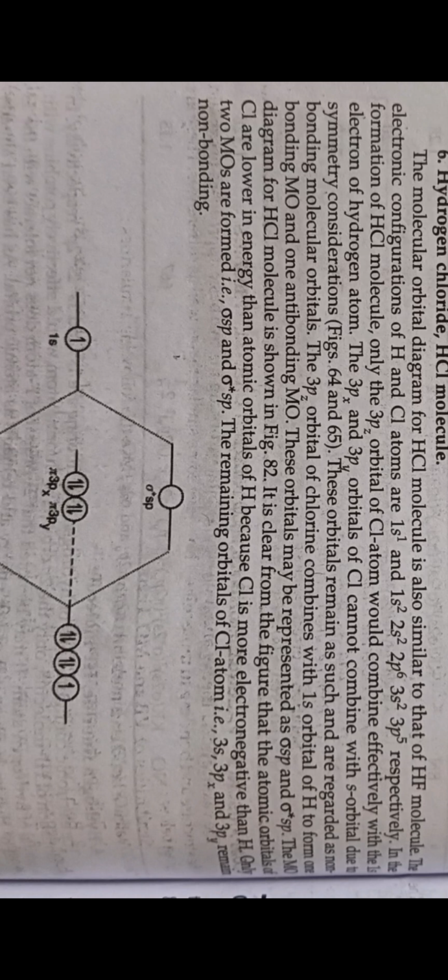In the formation of the HCl molecule, only the 3pz orbital of Cl would combine effectively with the 1s electron of the hydrogen atom. The 3px and 3py orbitals of Cl cannot combine with the s orbital due to symmetry considerations. These orbitals remain as such and are regarded as non-bonding molecular orbitals. The 3pz orbital of chlorine combines with the 1s orbital of hydrogen to form one bonding molecular orbital and one anti-bonding molecular orbital.